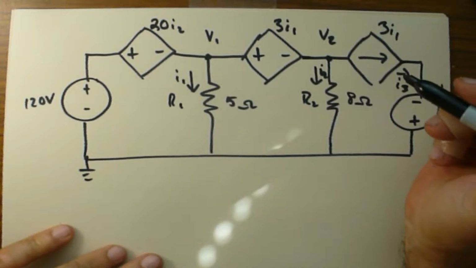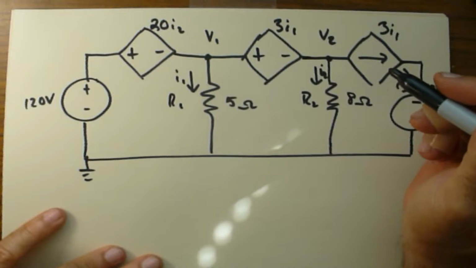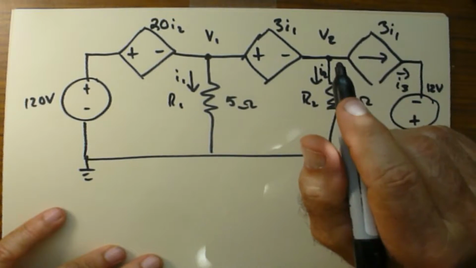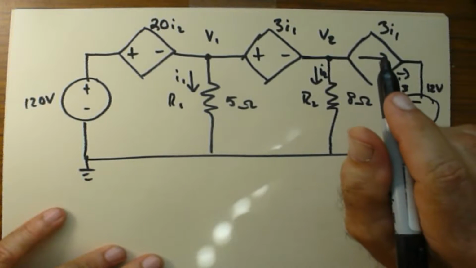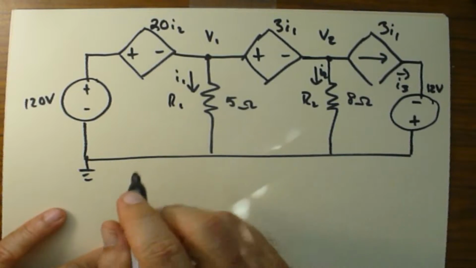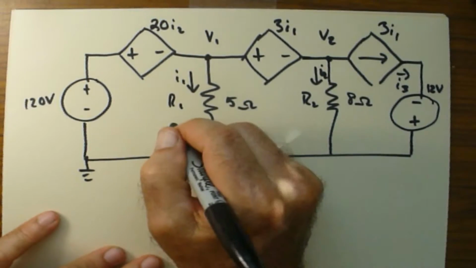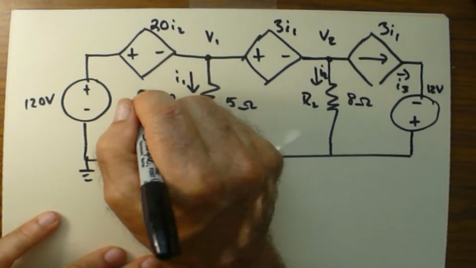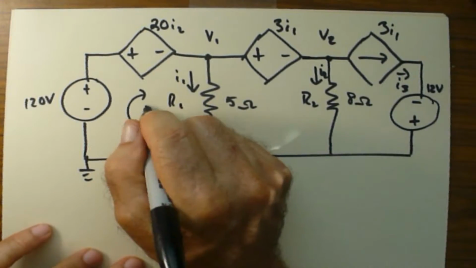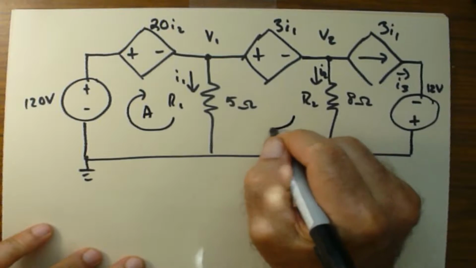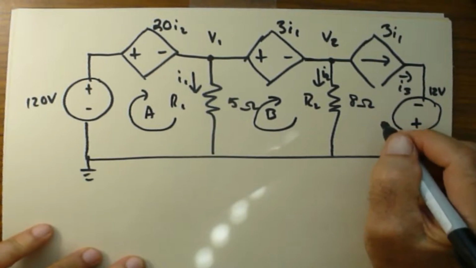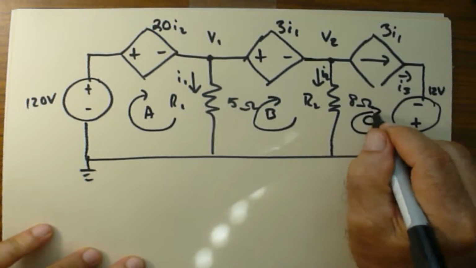There's nothing that's obvious right away that we can do with this, so we're going to have to use either KVL or KCL. If you don't know what KVL and KCL are, look up my KVL video. In KVL, we add up all the voltages in a loop, and they should add up to 0. I'll call this loop A, and I'll call this loop B. I'm going to make them clockwise loops, and then I'll call this loop C.